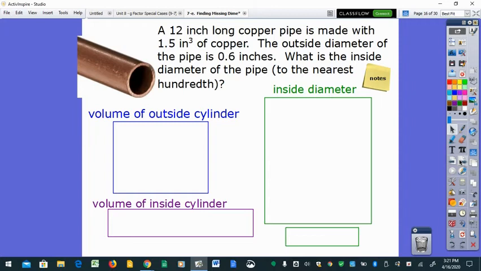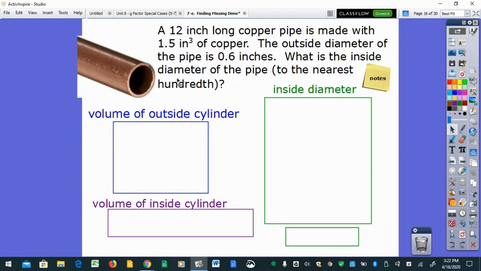So imagine that there is a pipe, and it is 12 inches long. It's made of copper. Now what I mean is, the pipe has a hole in it. So this pipe right here is 1.5 inches cubed of copper. The outside diameter, so if you go from the outside edge of the pipe through the center to the other side, is 0.6 inches. It's a very small pipe. What is the inside diameter? I want to know the diameter of the hole, from the center of the circle to the inner edge of the pipe. And we're going to do it to the nearest hundredth.